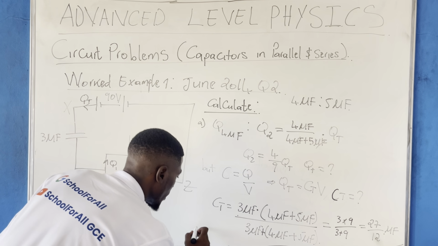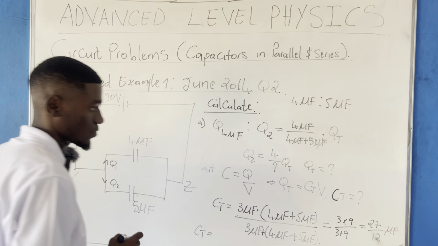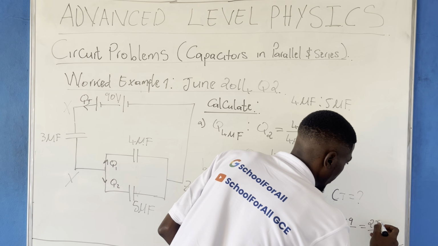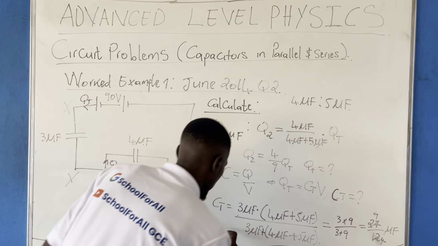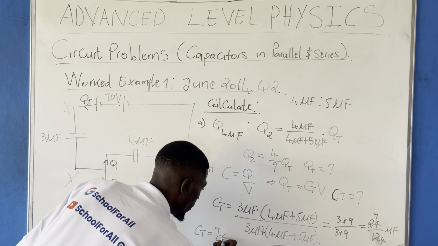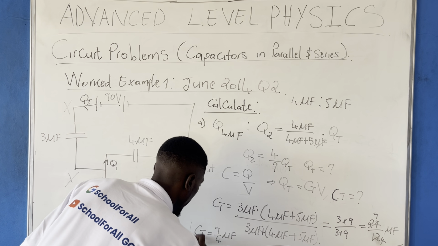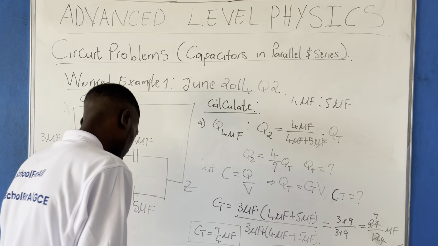So my C total is simply equal to, I think 3 can cancel how many times? 9. 3 cancel how many? 4. So it's simply equal to 9 all over 4 microfarad. So this is my C total.